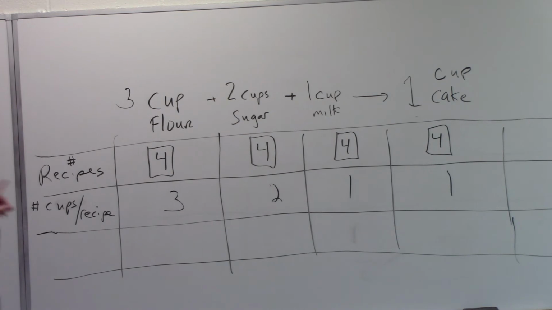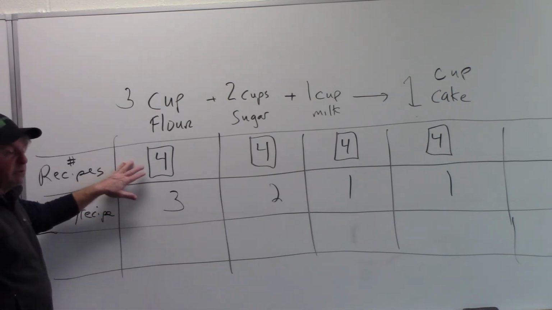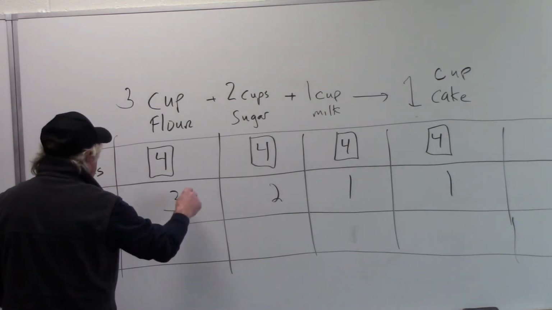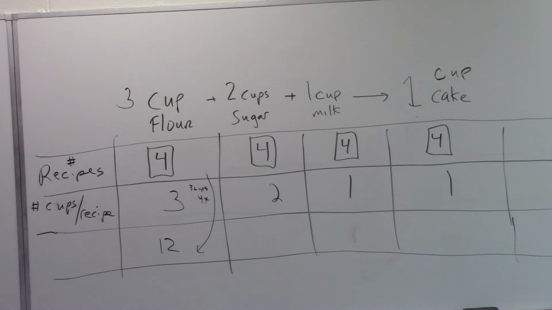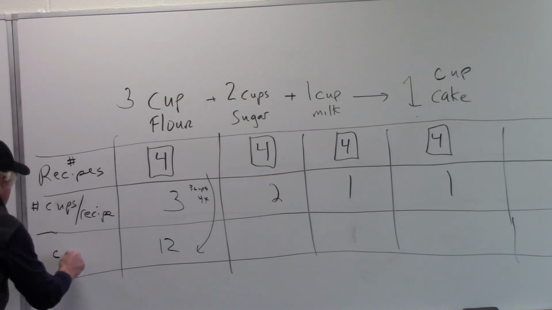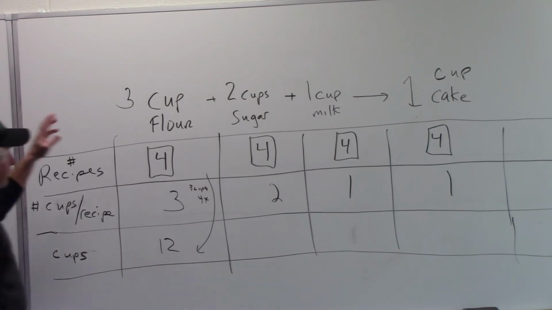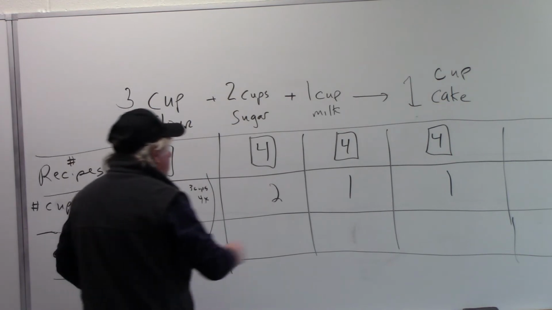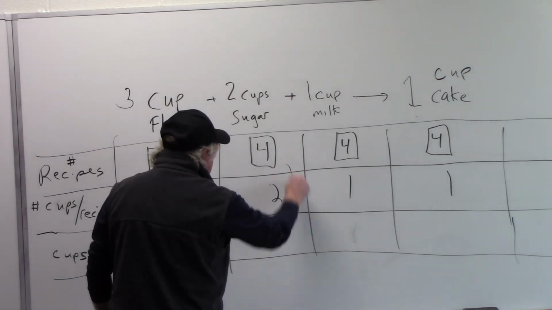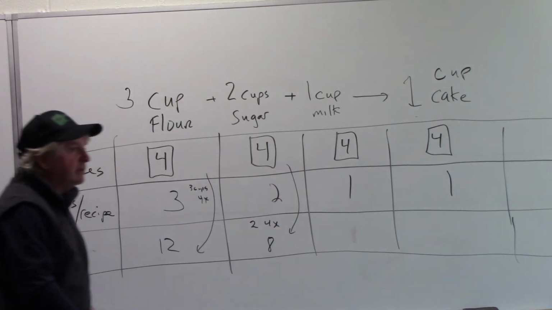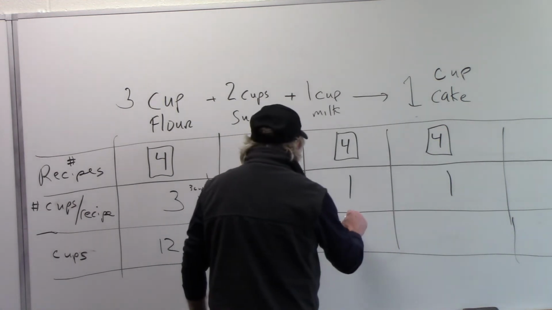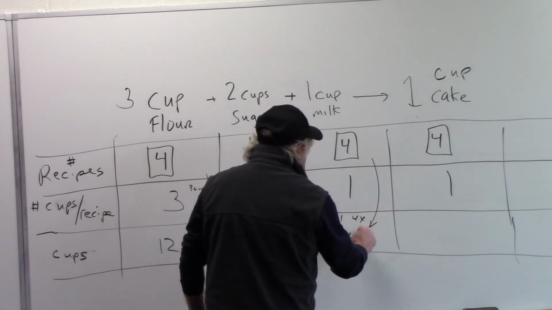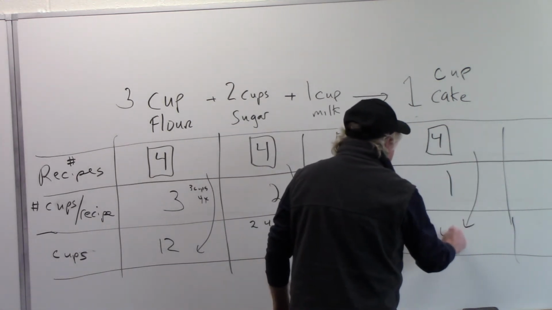So I have 3 cups of flour. I want to do that 4 times because for each recipe I need 1. So I do 3 cups 4 times, and I'll need 12 cups of flour. How many cups of sugar will I need? Each time I do it, I need 2. I do 2 4 times, and I end up with 8. I need 8. How many cups of milk? Each time, I need 1 cup of milk. I do 1 cup 4 times, and that gives me 4. And how many cupcakes? Obviously 4.